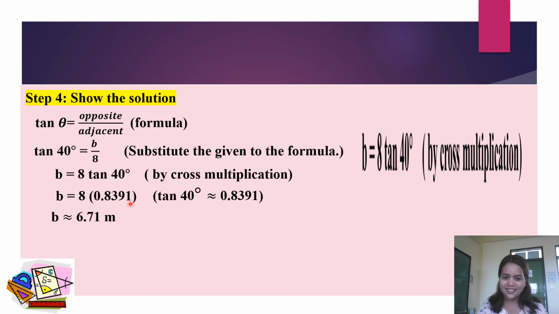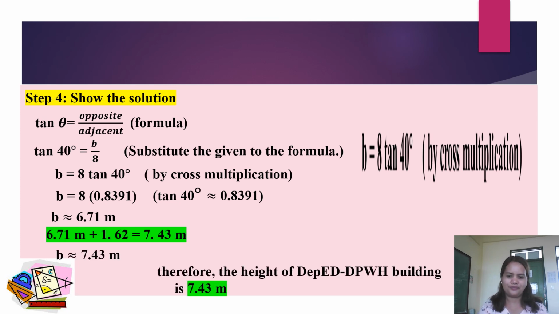Is that your final answer? Sa tingin ninyo, yan na ba yung sagot? Okay. You're going to consider the height of the student. Okay, kasi yung height niya is 1.62 meters. So, you're going to add 6.71 plus 1.62 is 7.43 meters. That is the approximate height of the DPWH building. Okay. So, malinaw na po ba? Parang handang-handa na sa evaluation. O mamaya, may sasagutan kayo.